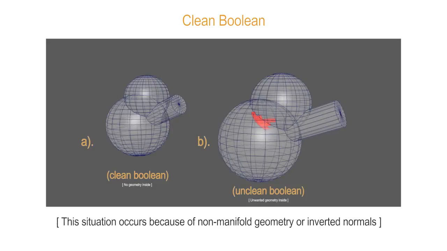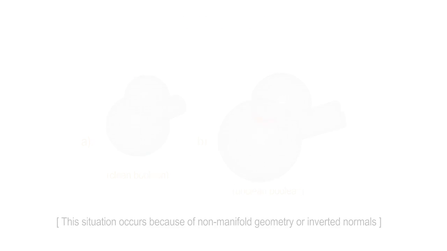The fourth point, clean boolean. We are using boolean so many times. There are a few situations in which, when we apply a boolean, the boolean leaves some geometry behind. We have to clean that unwanted geometry. So keep in mind that you must check your geometry after hitting boolean.